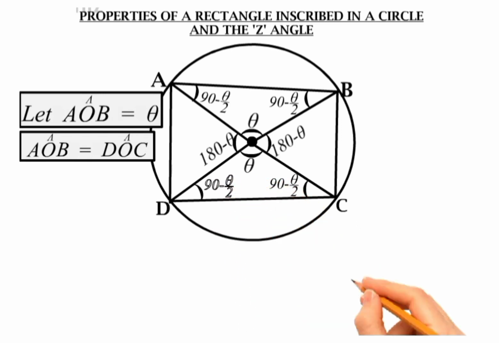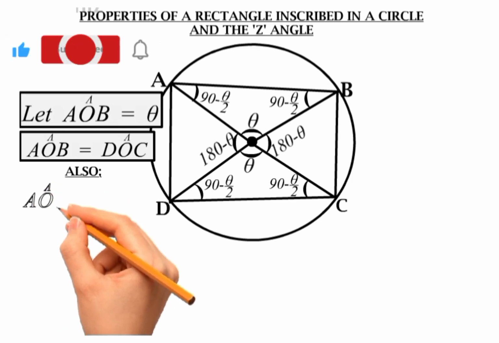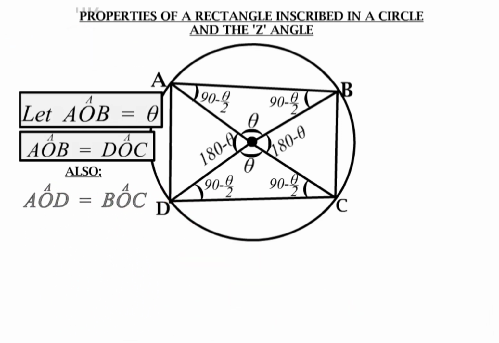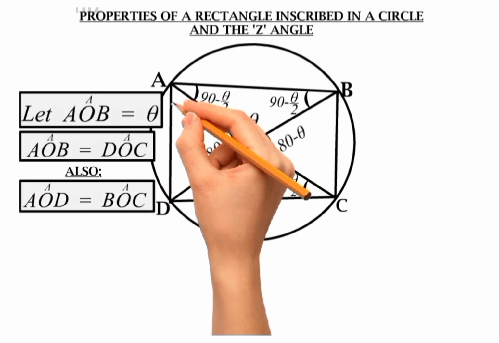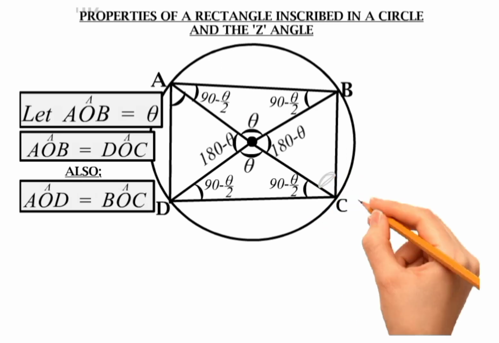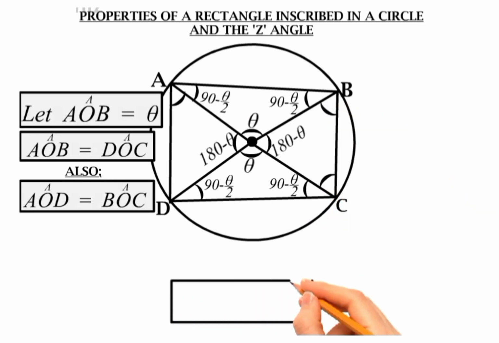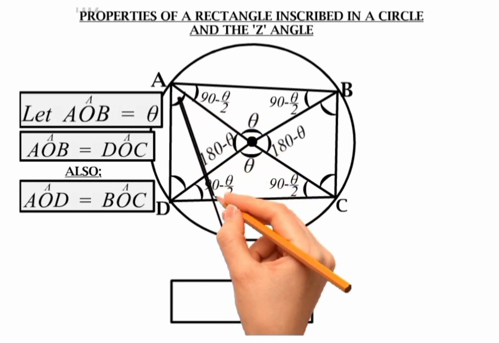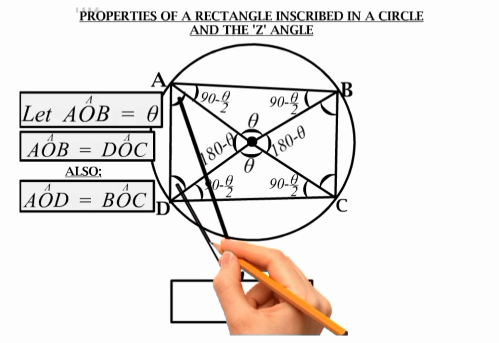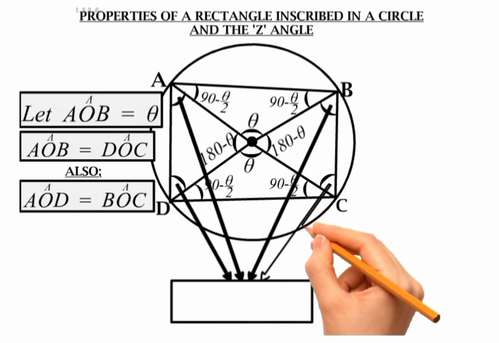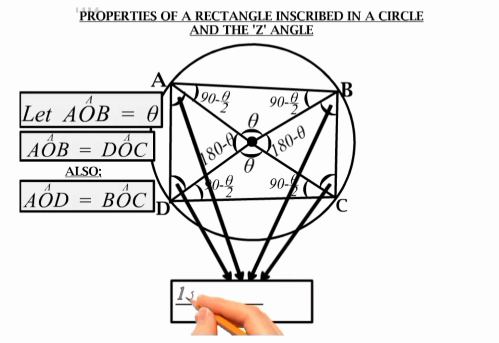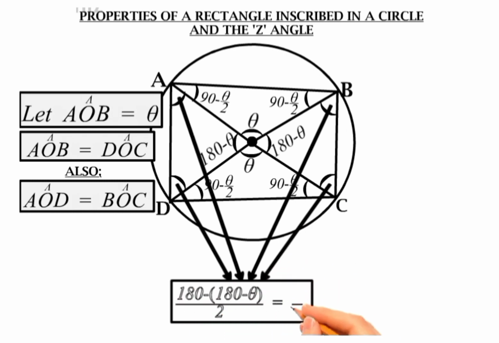To complete the angles in the rectangle, we just need to work with the known sides of the isosceles triangle. Just as triangles AOB and DOC are equal, we also see that triangles AOD and BOC are equal. The angle in each of the sides is equal to theta over 2.